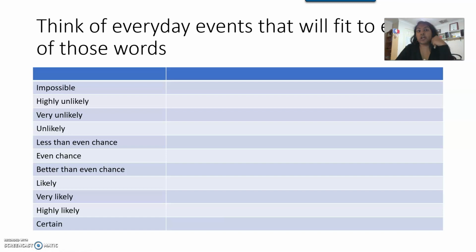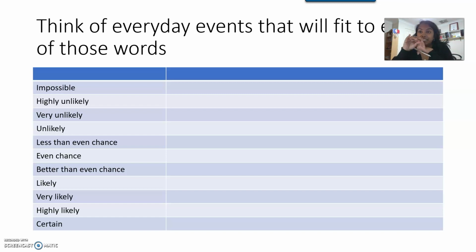I want you guys to also try this as well. So I gave you guys, we did question 1, where examples were given. I want you guys to think of everyday events that will feature each of these words. So what is an impossible event?